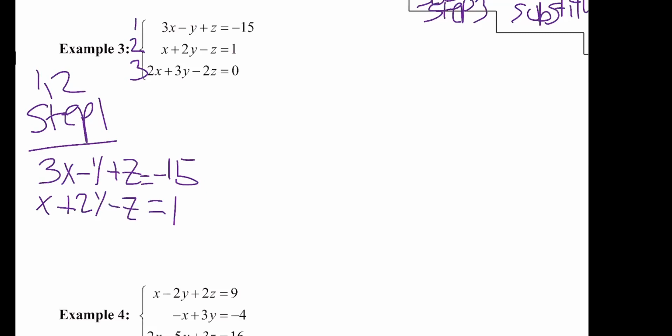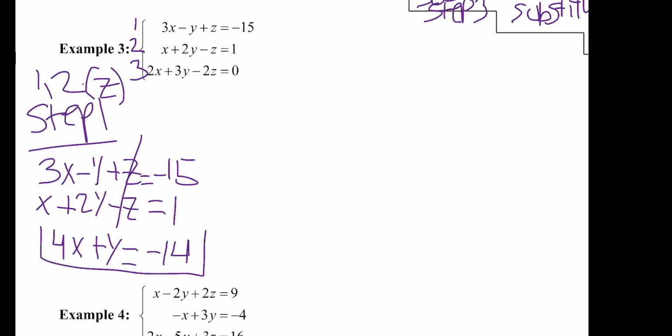And you want to decide what variable to get rid of. I'm going to just do the z's because it's already set up nicely for that. I can eliminate the z's right now. We would add our x's, so I would have 4x, negative y plus 2y would be 1y, and then negative 15 plus 1 would be negative 14. So that's one of my new equations for right now.